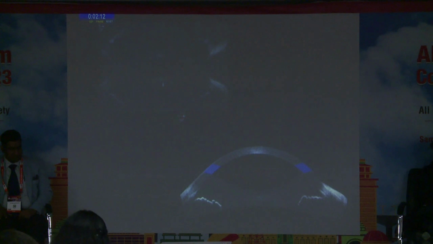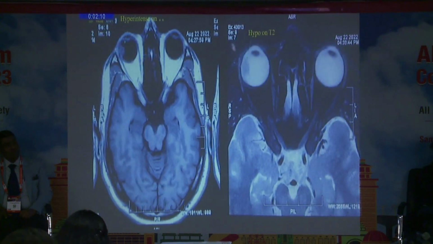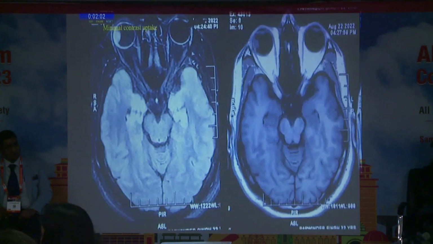The anterior segment was normal on the AS OCT, and on MRI you can see a region which is hyperintense on T1 and hypointense on T2. The optic nerve was normal. There was no intracranial extension, and there was minimal contrast uptake.